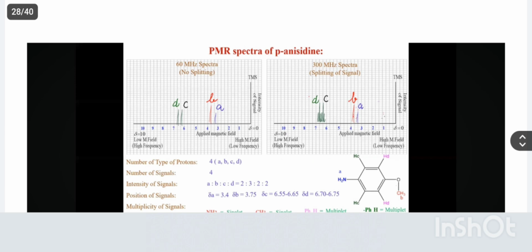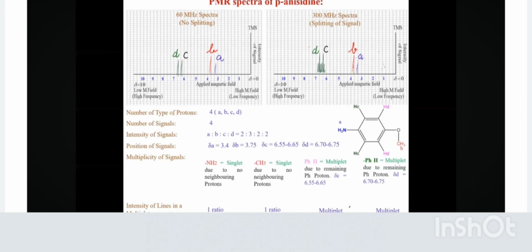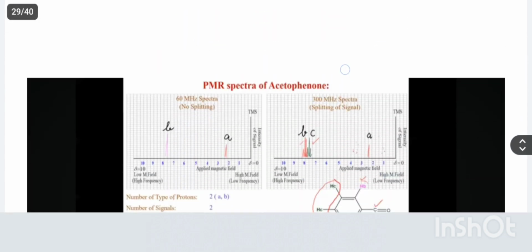PMR spectra of para-anisidine. Number of types of protons: 4. Number of signals: 4. Intensity A:B:C:D is 2:3:2:2. Position of signals: δA = 3.4, δB = 3.75, δC = 6.55 to 6.65, δD = 6.70 to 6.75. NH2 is a singlet due to no neighboring protons, CH3 is a singlet due to no neighboring protons, and the phenyl H's are multiplets due to the remaining phenyl protons. Intensity of lines in a multiplet is in ratio.